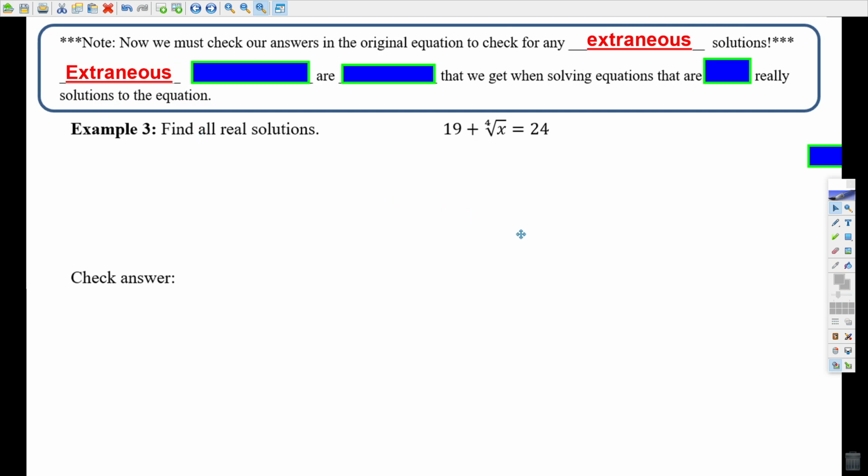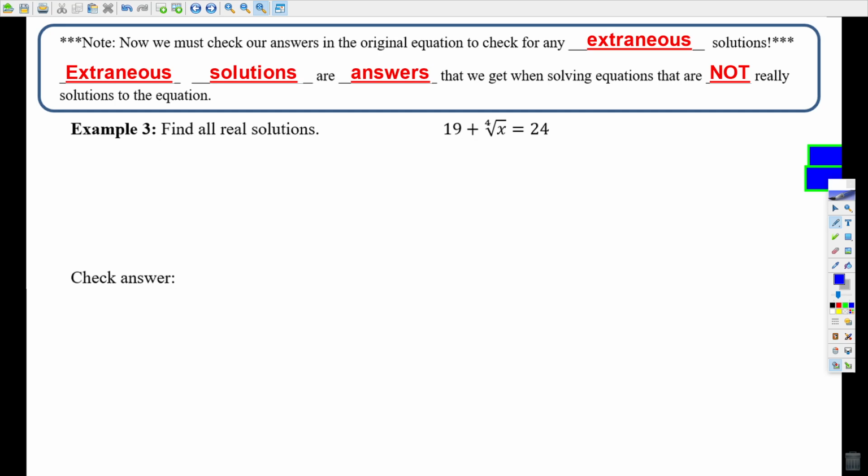Extraneous solutions are answers that we get when solving equations, but they are not really solutions to the equation. And maybe over time, you'll figure out why certain things are going to be extraneous and why they may not be extraneous, why some answers work and don't work. So let's try another one and see if we get an extraneous solution.